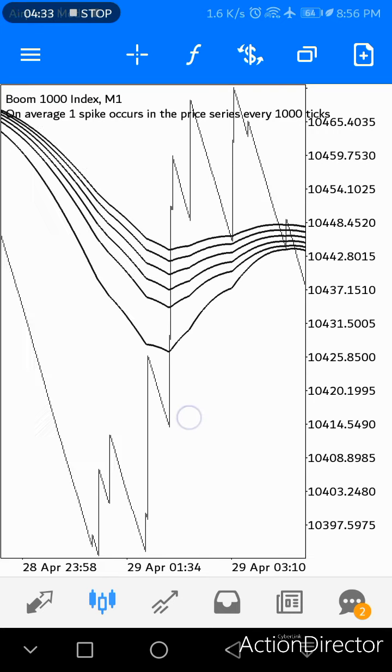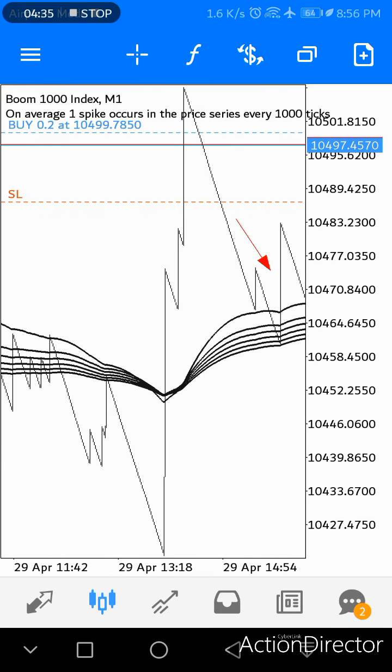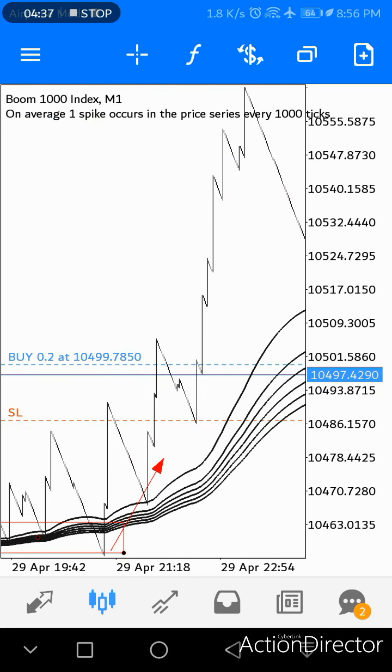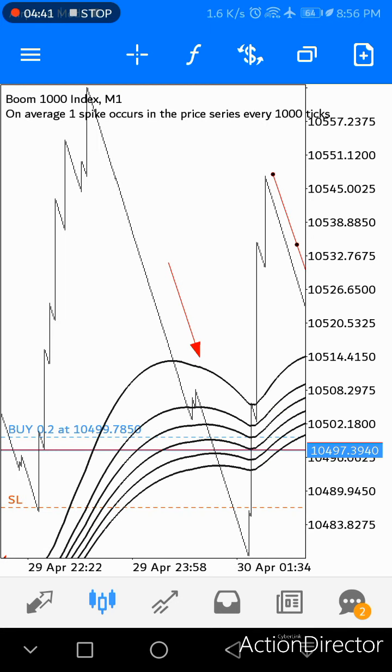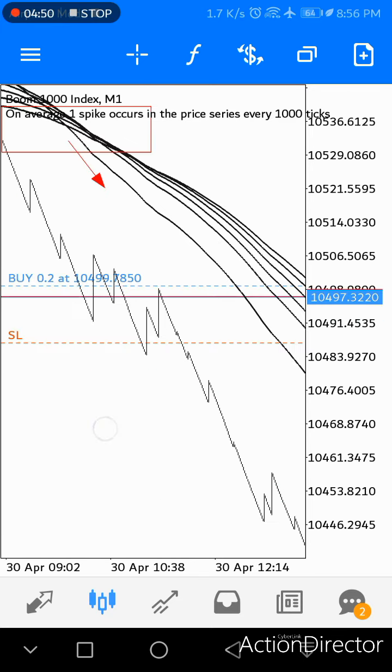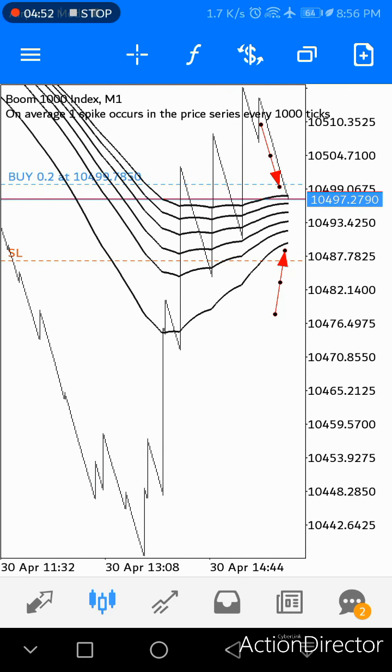How long do we hold the sell? I prefer only 10 or 15 candles of scalping and then go out, because we don't have any tool to detect the spike length. So it's better we exit with stop loss or exit manually. Look here guys, this spike will come soon, because the price is just closer to the moving averages.